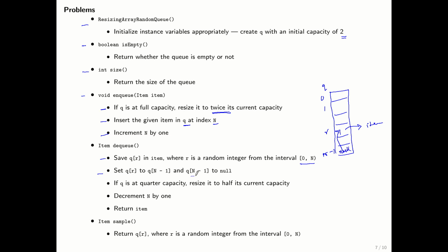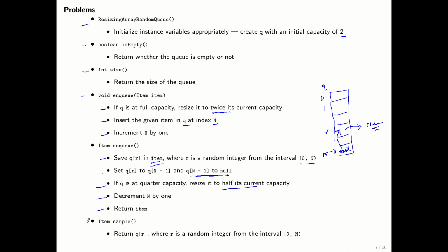This is to prevent loitering, right? You set q at n minus 1 to null, and then you check if q is at quarter capacity, and if so, you resize it to half of its current capacity. So you shrink the array, right? And then you decrement n by 1 because you're dequeuing an item, and then finally you return the value of this variable, right? This guy here. So those are the steps.